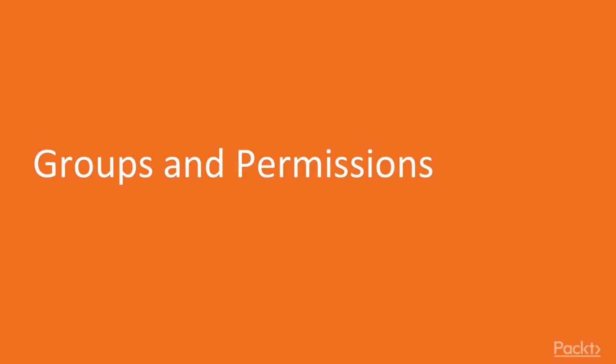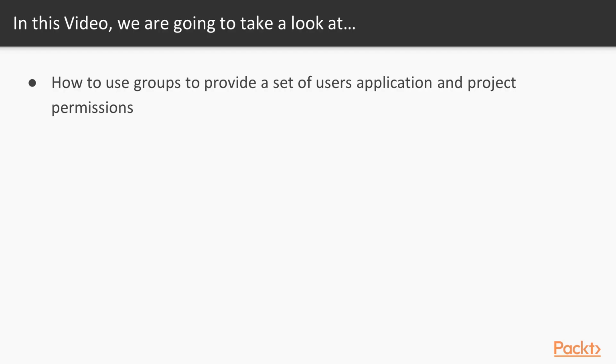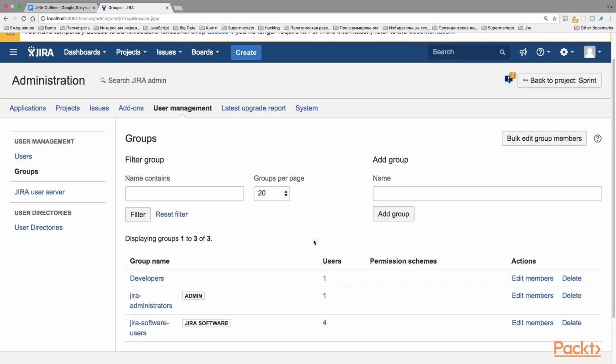Groups and permissions. In this tutorial, we are going to have a look at the usage of groups in relationship to JIRA permissions. In particular, you will learn how to use groups to provide a set of users with some project or JIRA application permissions. Let's have a look now at how you use groups in JIRA to grant JIRA permissions.